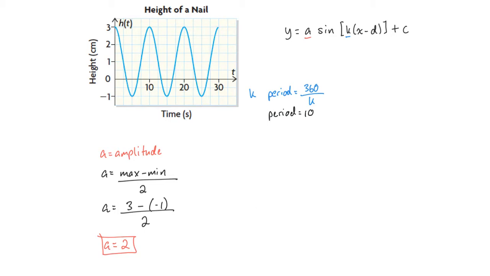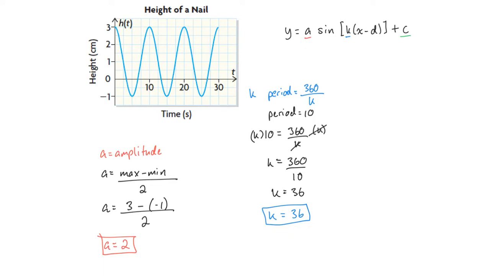So now we need to use that period to solve for k. So if I substitute 10 in for my period, 10 is equal to 360 divided by k, and we need to solve this equation for k. So to get k out of the denominator, we can multiply both sides by k. And to get k by itself, we would need to divide by 10. So k would just be equal to 360 divided by 10. So that's just 36. So k is equal to 36.